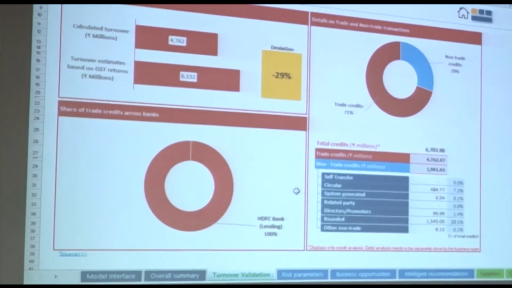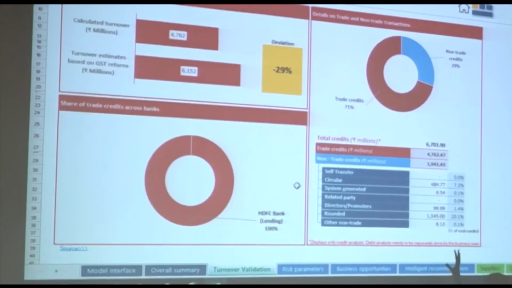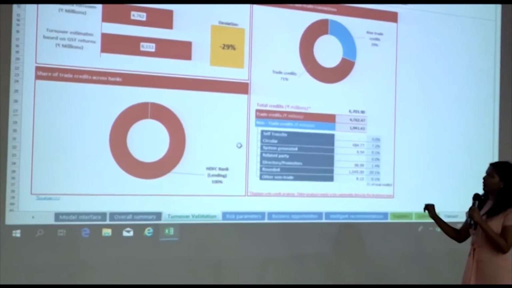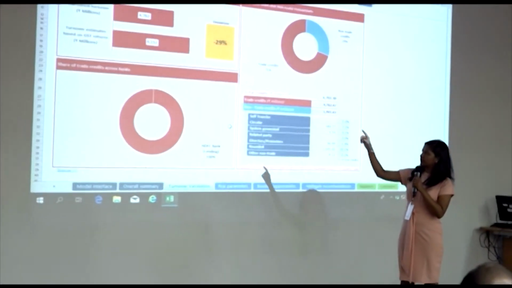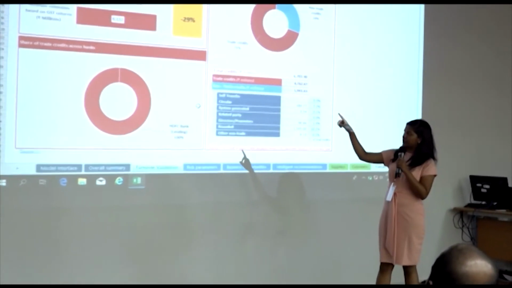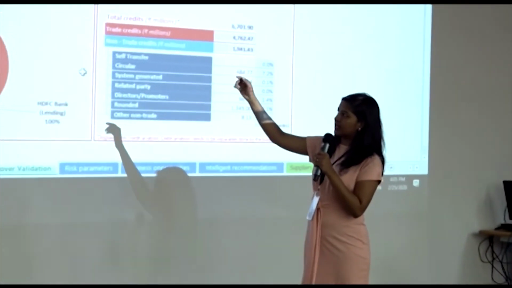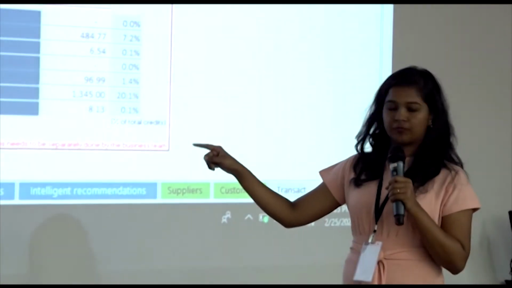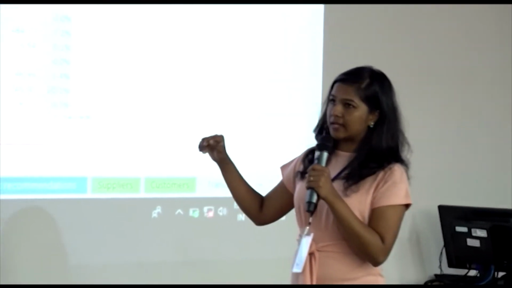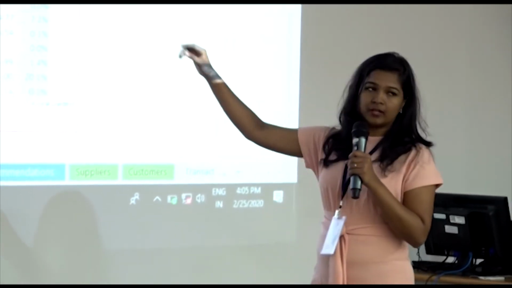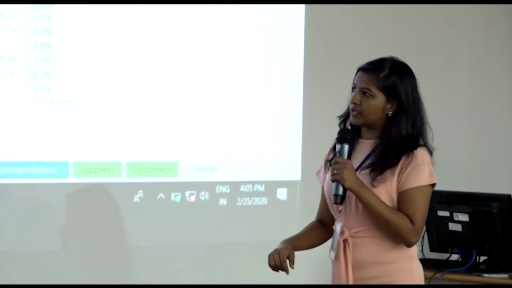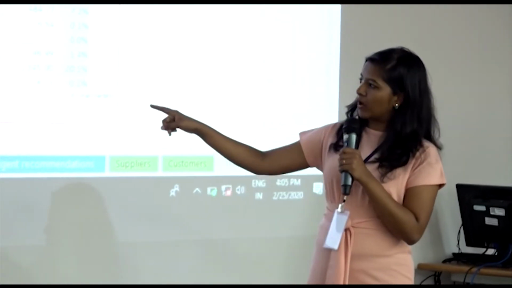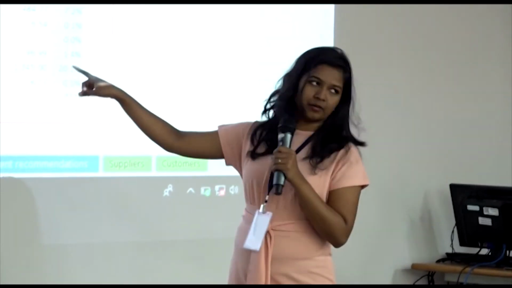So the turnover validation section is mainly of three sections. Here in the calculator turnover, the first one is the iCaps calculator turnover, and the second one below that is the turnover entered by us while filling the interface, and if there is any deviation, it gets flagged here. The next section is the share of trade credits across the banks. Here we have only one bank statement, so it's 100%.